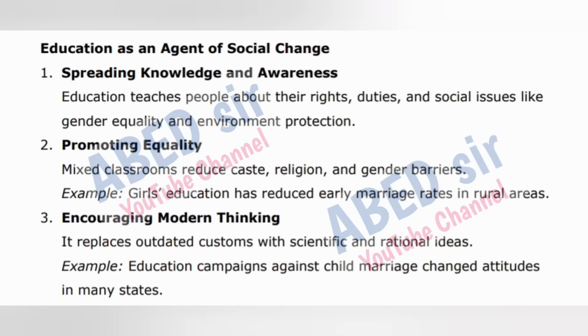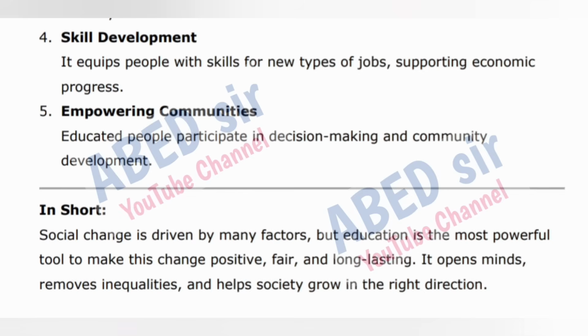3. Encouraging modern thinking. It replaces outdated customs with scientific and rational ideas. Example, education campaigns against child marriage changed attitudes in many states. 4. Skill development. It equips people with skills for new types of jobs, supporting economic progress. 5. Empowering communities. Educated people participate in decision-making and community development.